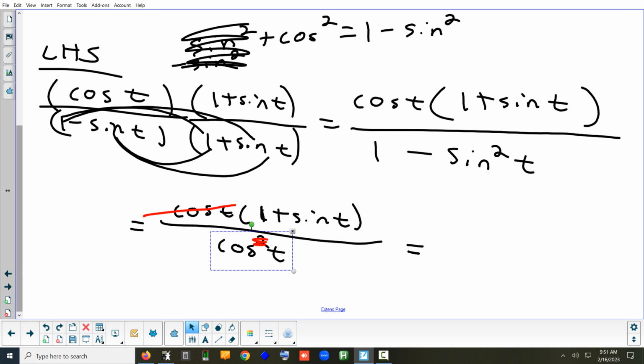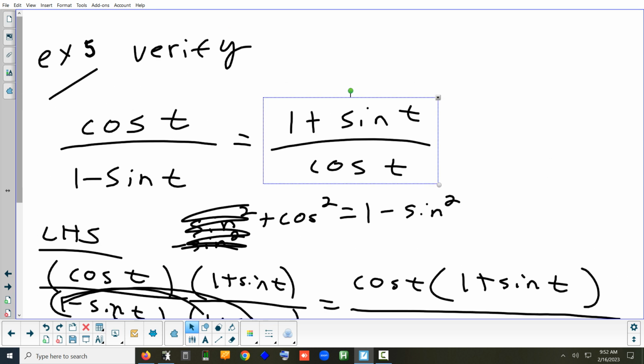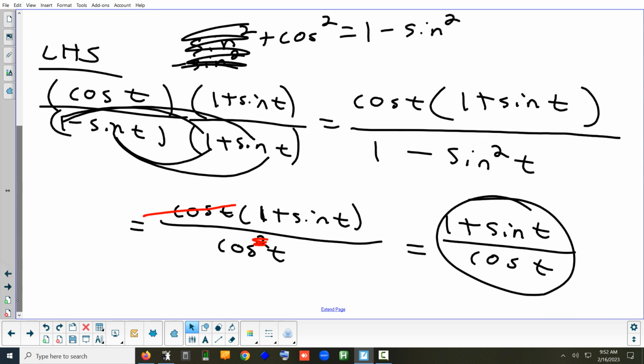And look at what's left in the top. What's left in the top? One plus sine. And what's left in the bottom? Cosine. And remember, this was the left-hand side we were working with. Go back up and look at the right-hand side. One plus sine over cosine. We just turned the left-hand side into the right-hand side.